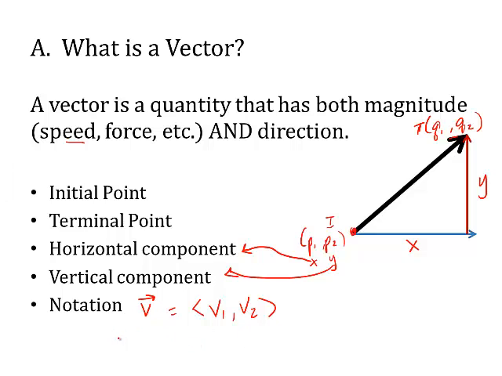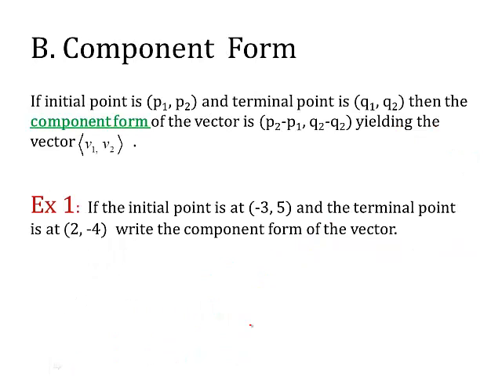And later on we'll talk about magnitude, and that's just written with double bars. I will show you how to find that. Magnitude is how fast or how much pressure is applied. All right, so component form of a vector. It's kind of a summary of the initial and the terminal end.